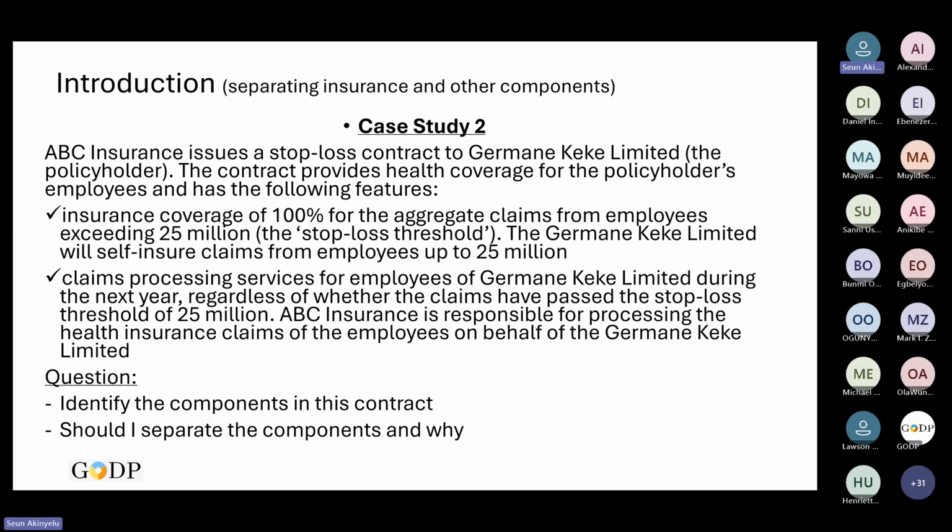In the example that we looked at here, you will discover that ABC is responsible for processing the health insurance claims. If you look at it very well, they could also be doing that service for any other person apart from Jermaine Keke. So the first thing is: are the claims administration and the insurance claims of anything above 25 million highly interrelated? The sincere truth is that they are not highly interrelated.